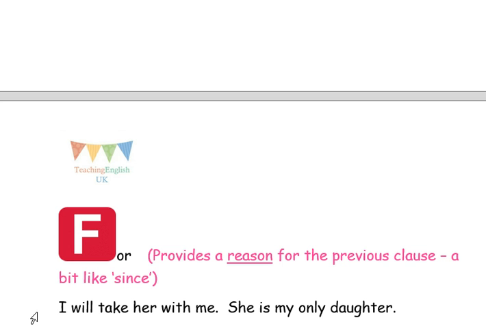For provides a reason for the previous clause. It's a little bit like since. I will take her with me. Get rid of the full stop. For she is my only daughter. It's a bit like saying I will take her with me since she is my only daughter.